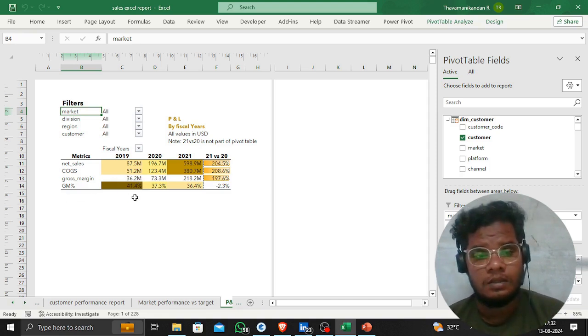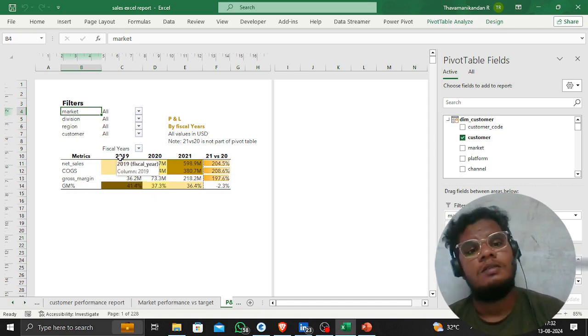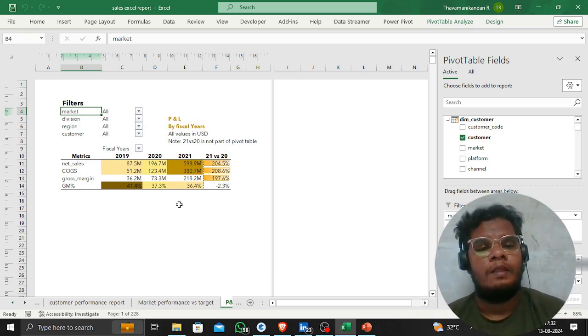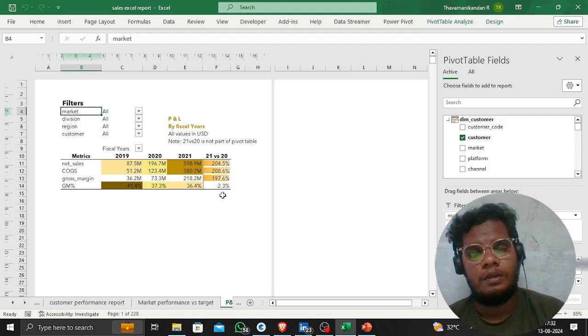Gross margin percentage also depends upon the net sales. Whenever the net sales are hit, the gross margin percentage is also hit. That's why we must concentrate on the net sales. Here we see 2021 versus 20, the gross margin percentage is minus 2.3. We have to make sure why it happened, analyze the root cause for that, and rectify things.